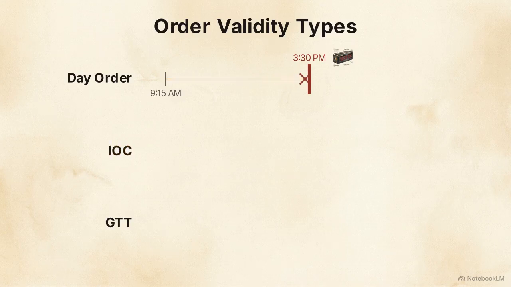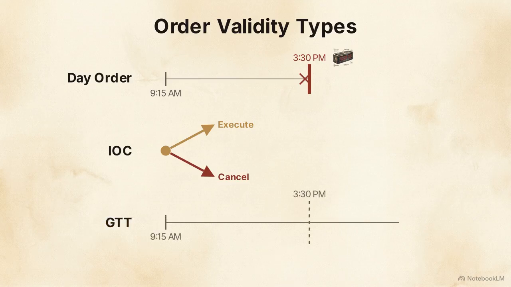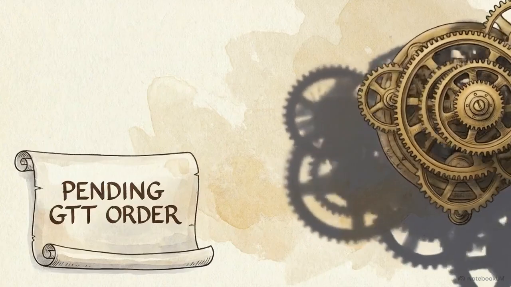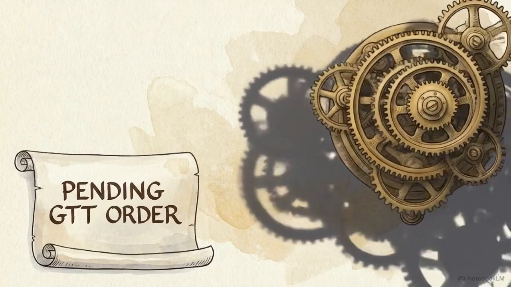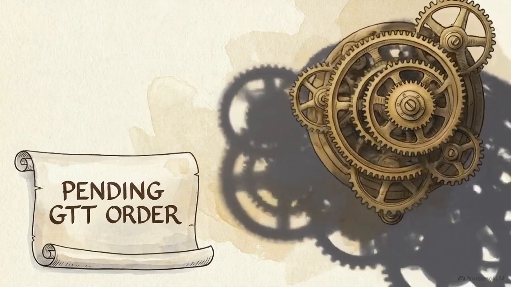On the opposite extreme is IOC, or immediate or cancel. Notice there's no timeline here, just a single decision point. It is a zero-patience method. But long-term strategies require GTT, good till triggered. Watch the bottom timeline. It bypasses the daily close, remaining active for 6 to 12 months. The core logic of GTT is patience. It instructs the broker to wait until your exact price is met, regardless of the day or month.